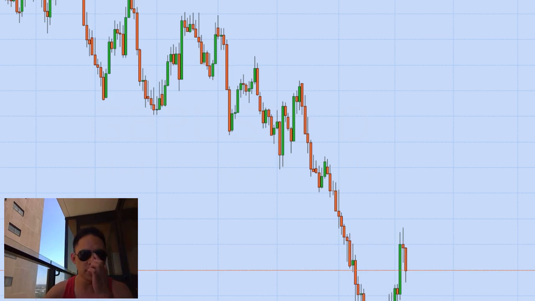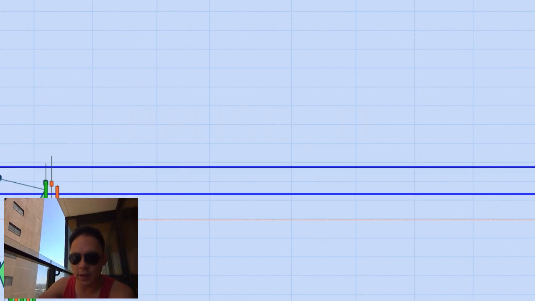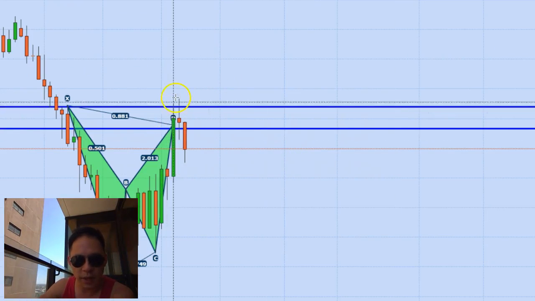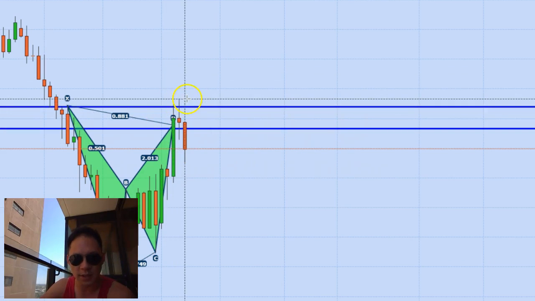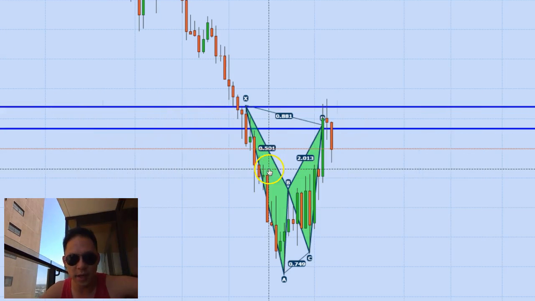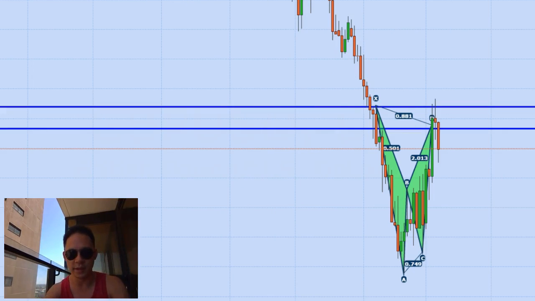GBP USD, pound USD. So we had a bat pattern completion, right? Pretty much right on the dot almost. It did pull back up a bit and almost stopped us out. But again, we've already close to hitting target one, so that one's a good trade. Where to from there, I don't know. I'll have to update you during the week if I get anything interesting.